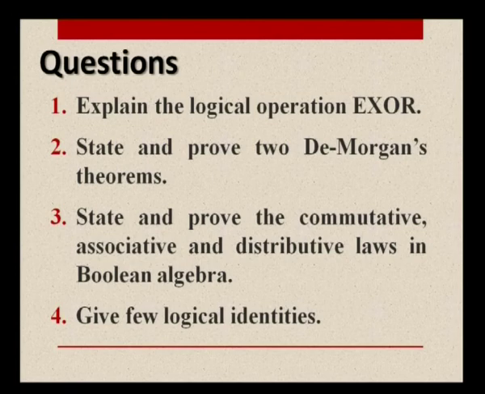Let us test our understanding by answering these questions. Explain the logical operation XOR. State and prove the two De Morgan's theorems. State and prove the commutative, associative and distributive laws in Boolean algebra for two variables. Give a few logical identities. With this, I would like to wind up this lecture and see you again in the next lecture with some examples for simplifying logical expressions.